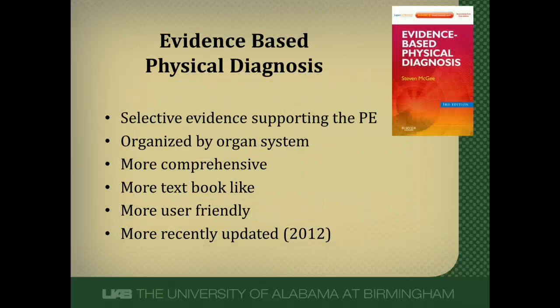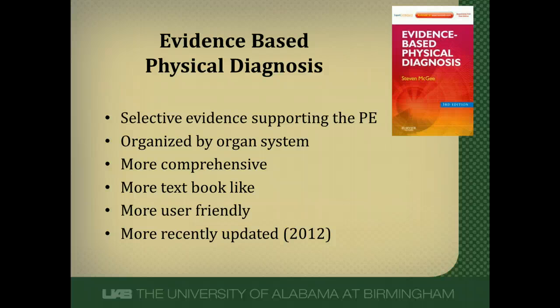Finally, there's a competitor, if you will, textbook out on evidence-based physical diagnosis by Stephen McGee. It gives selective evidence supporting the physical exam. It's organized by organ system, which is different than the Rational Clinical Exam Series. I think it's a little more comprehensive, has lots more elements of the physical exam than the Rational Clinical Exam Series does. It's more traditional textbook-like, and what I mean by this is it shows you a little bit more of how to do each of these exam maneuvers.